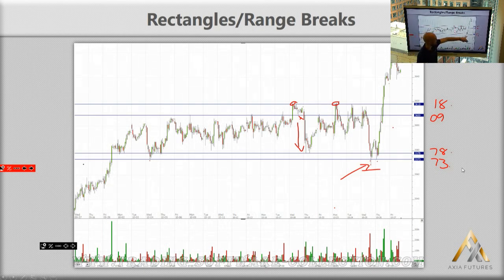You can buy at either 73s, you could buy the move back above 78s, or alternatively, you've then got this top of range area to get long, because of the fact that we have had three touches up here. You could almost argue four. So that's where you've been given the context on the false break. You then get the setup to actually go for the breakout as well. So that's an ideal sort of rectangle break.